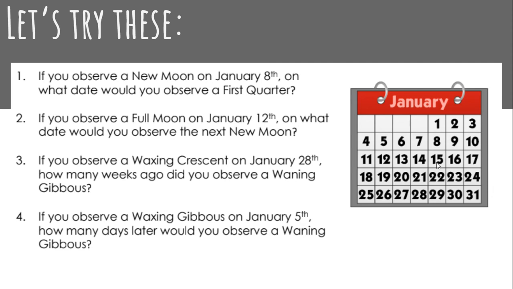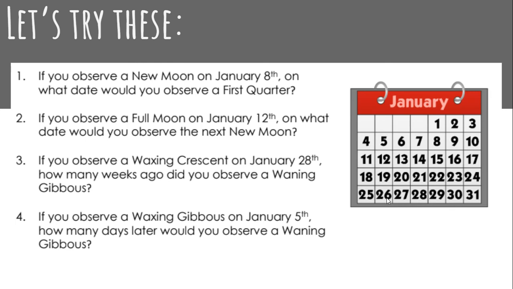If we observe a full moon on January 12th, what date would we observe the next new moon? A full moon and a new moon are directly across from each other on the diagram. Since they're directly across from each other, that would be a difference of 2 weeks or 14 days. So if we move ahead 1 week, 2 weeks, that would be January the 26th.